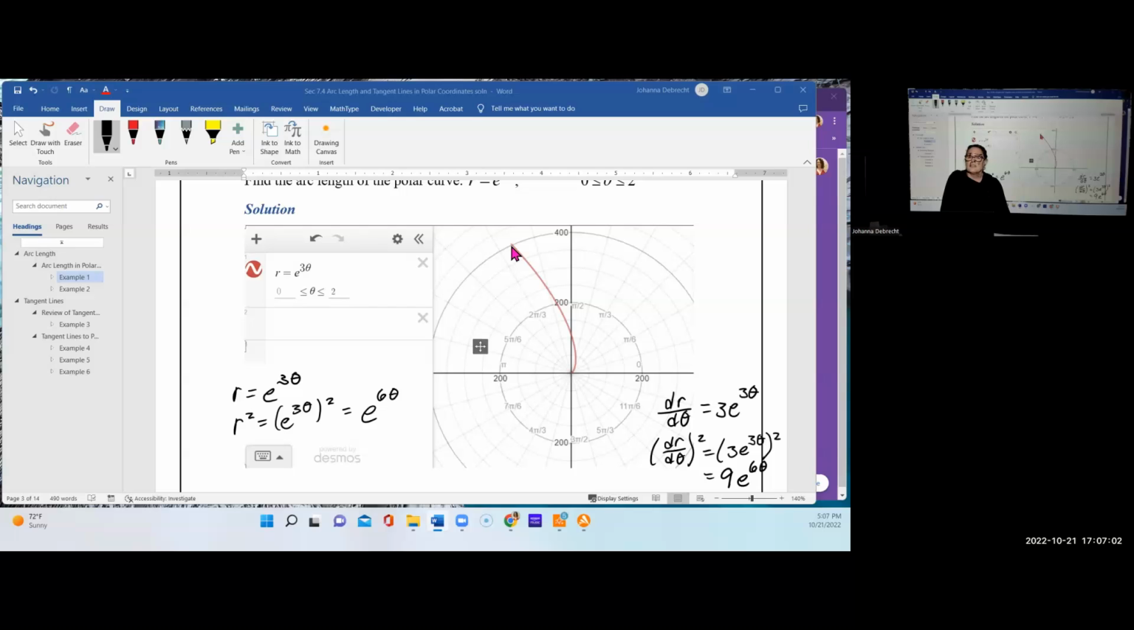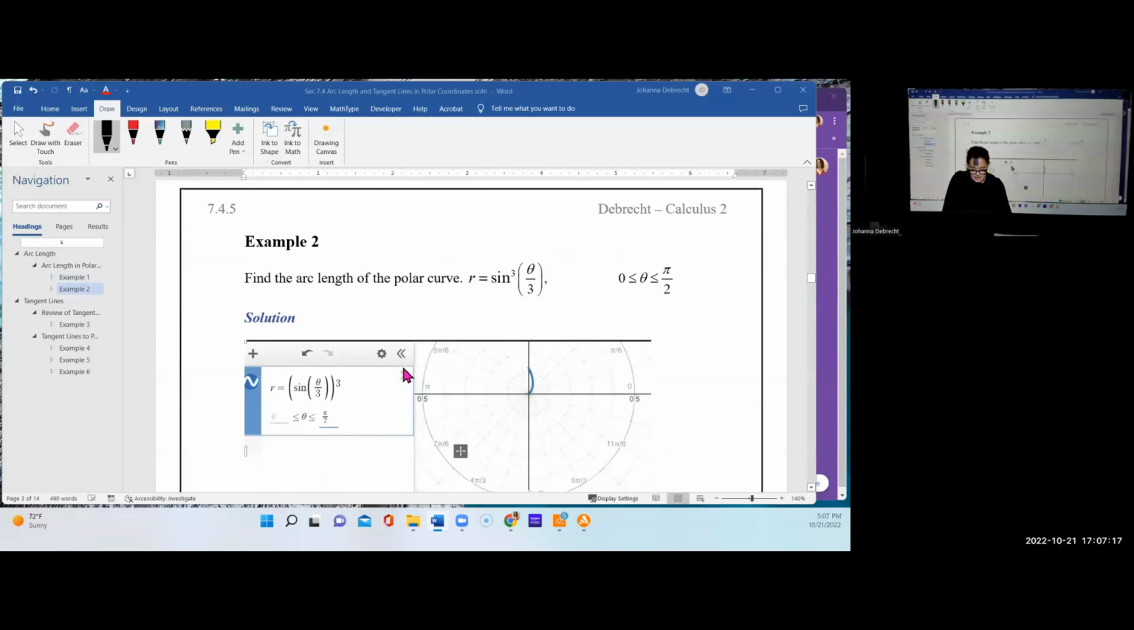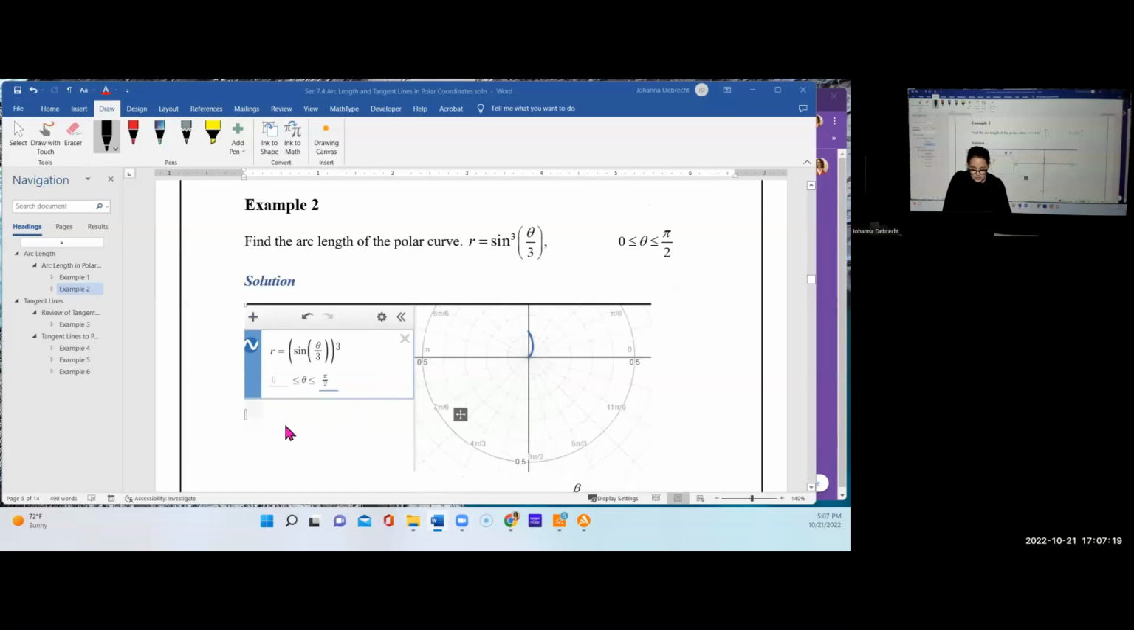So we estimated that it would be over 400, but probably not by a whole lot, because while this does curve, it is roughly linear. Okay, so let's take a look now at the next example, which is example 2.